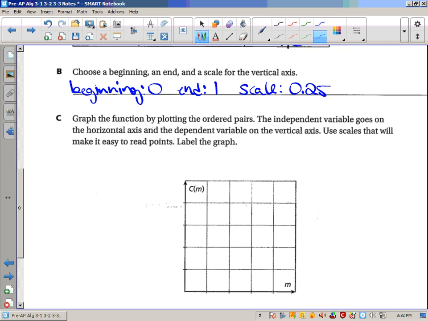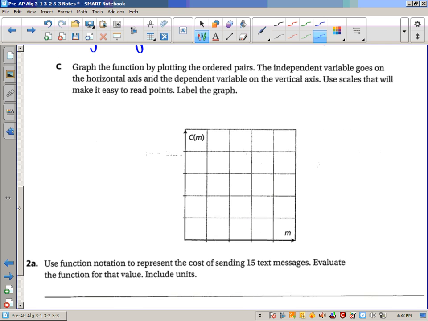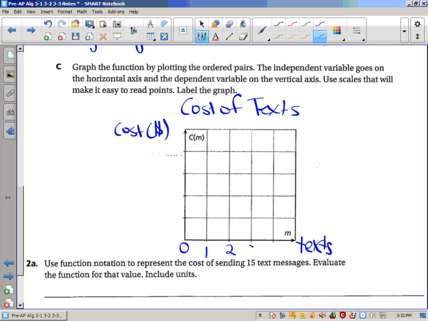Okay, so we're going to plot these points, but before we do that, let's go ahead and finish labeling this graph. I'll put a title on it, and we're talking about the cost of text messages here, so I'll just call that cost of text because we all know what that means. The vertical axis is that cost, and that is in dollars. And the horizontal axis is talking about how many texts are sent. Now the scale on the horizontal axis will be going by 1, because that's what we go by in our independent variable, and we chose our vertical axis to go by 0.25.